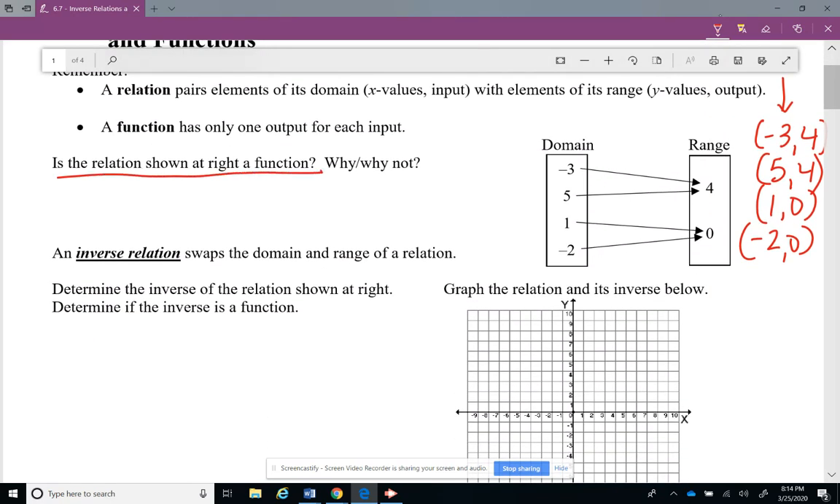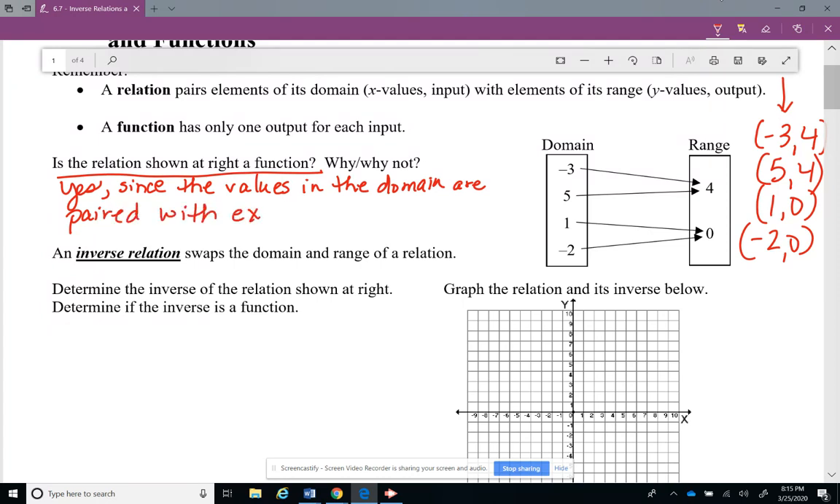So is the relation at the right a function? So we're going to write yes. All right. Well, why is it a function? So you're writing this part now. Yes, it's a function since the values in the domain are paired with exactly one value. All right, so this is a function, and that's why basically the x is not repeated.